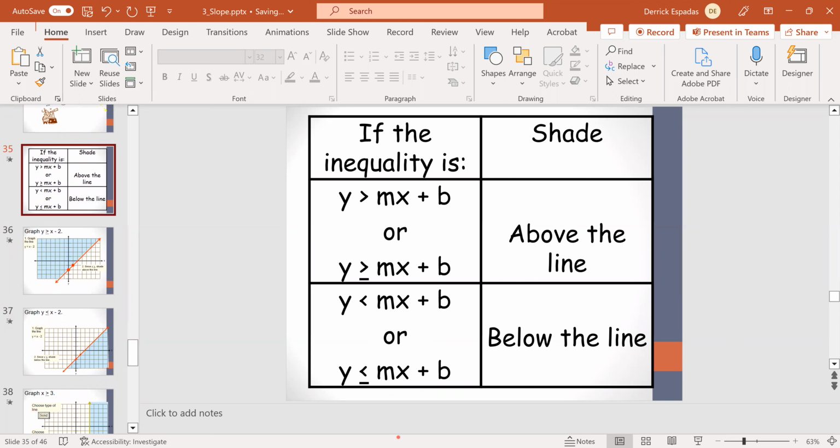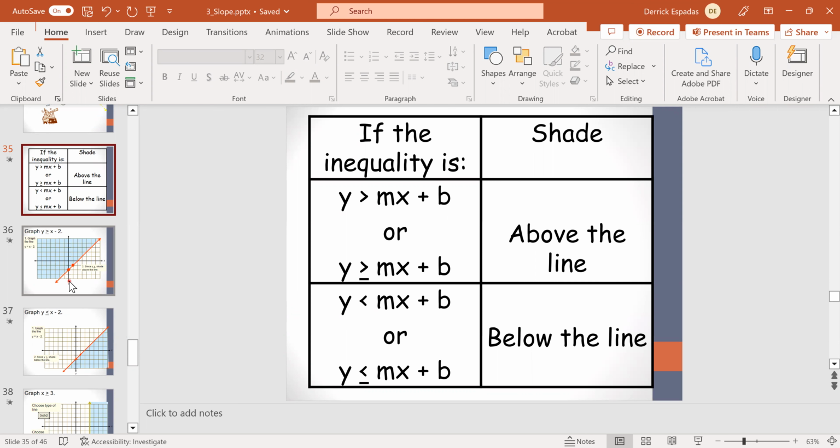Now when we're in our quadrant, so remember the Cartesian plane that we talk about? If the inequality is y is greater than mx plus b, or y is greater than or equal to mx plus b, it's going to be above the line. If it is y is less than mx plus b, or y is less than or equal to mx plus b, it's going to be below the line. And let's take a look at what exactly we're talking about there.